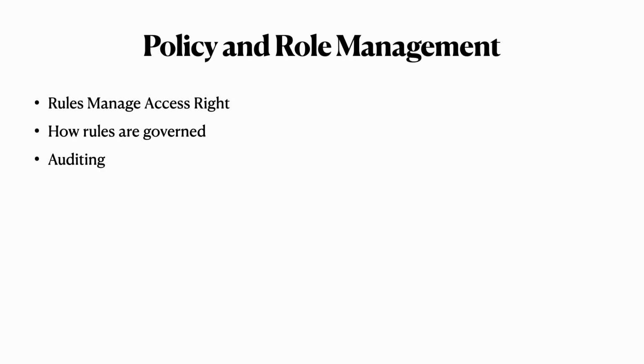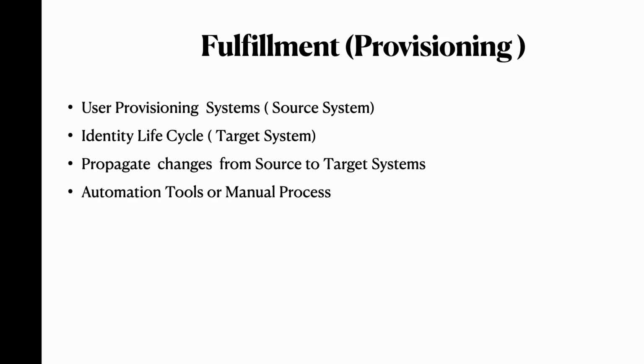The next core feature of IGA is policy and role management. Every organization will have rules to add or remove entitlement or access rights. The policy and role management of this framework deals with how these rules are governed. This could be achieved by a product or a dedicated team managing the rules.